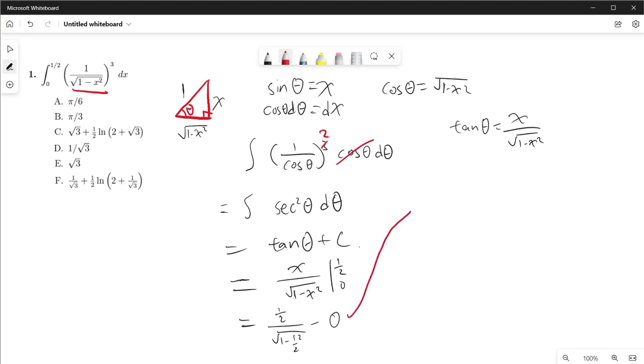So I'm going to write it over here. So that's just 1/2 over the square root of 1 minus 1/4, which is 3/4. And what I can do is take out the 1/4 in the bottom as a 1/2 squared. So I have 1/2 over root 3 times 1/2. So the 1/2 will cancel top and bottom, and this will equal 1 over root 3, which is d.